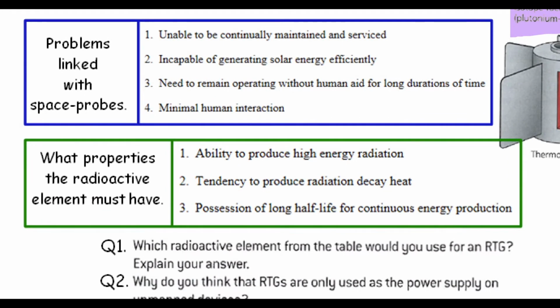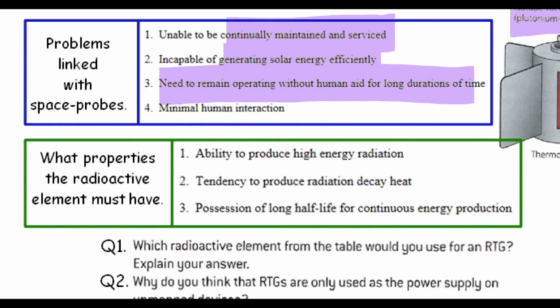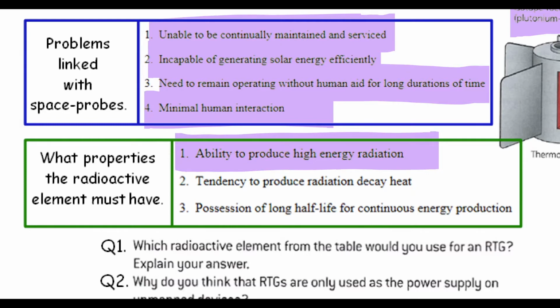So the problems you'd have with space probes, because these thermal generators are used in space probes, is they need to be continually maintained and serviced. They're incapable of generating solar energy efficiently, need to remain operating without human aid for long durations of time, and minimal human interaction. So, what properties must the element have? Needs to produce high energy radiation, produce heat, and have a long half-life.